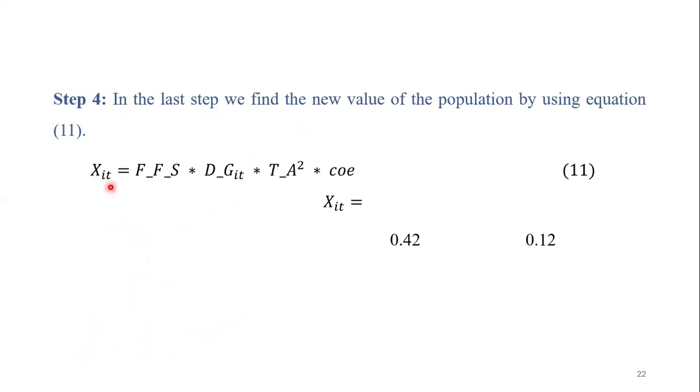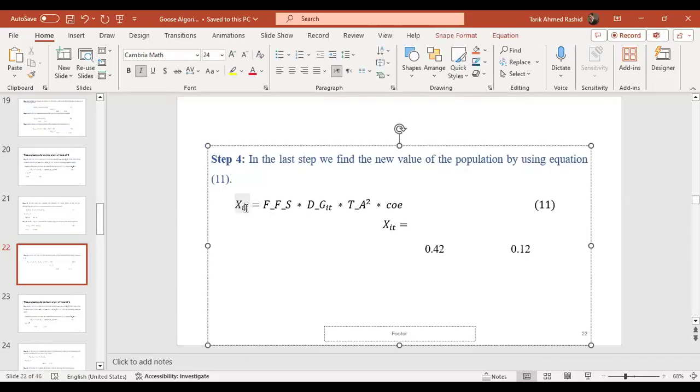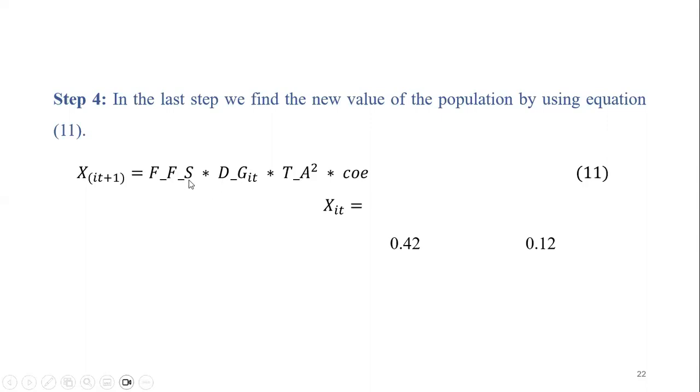Likewise, we have to update this value. Actually, this is the next iteration, which is iteration IT plus 1. So it's the same thing. We will have the force value multiplied by the distance of the goose from the main leader, multiplied by the average of the time, multiplied by the coefficient, and that's how we found it.